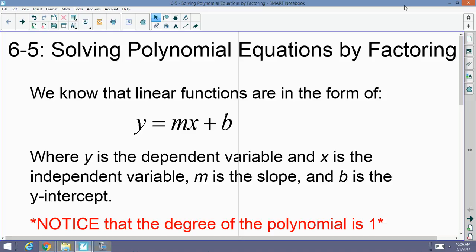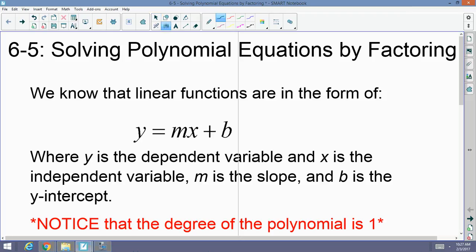Now, let's go back in time a little bit, okay? Hopefully, you guys remember what a linear equation is. Linear function. Our equation is in the form of y equals mx plus b. If you guys remember, the m is the slope. I hope you do. What was the b, guys? The y-intercept. Very good. Y is the dependent variable. X is the independent variable. M is the slope. And b is the y-intercept.